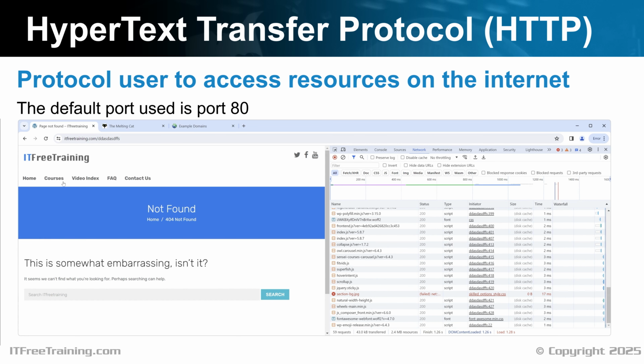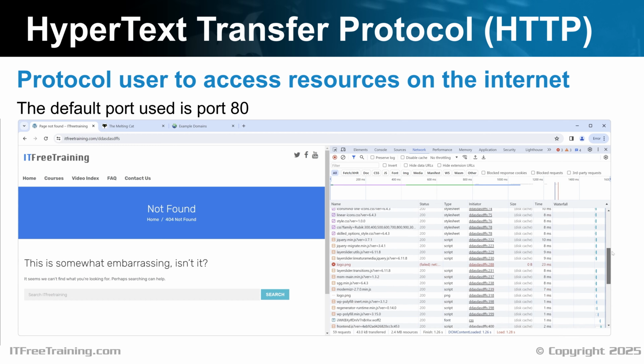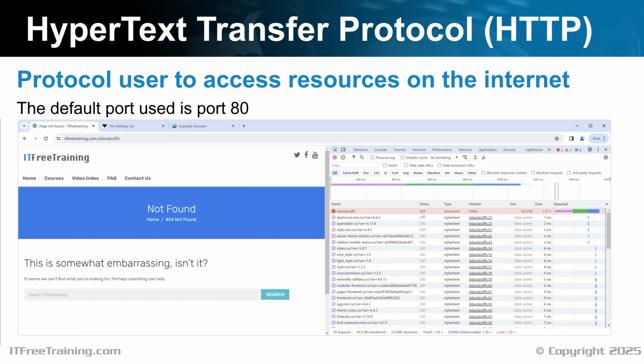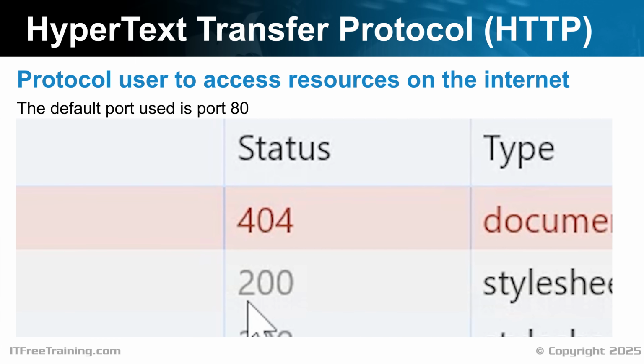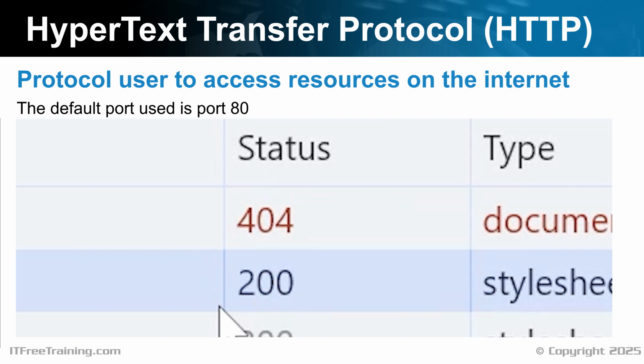I will now scroll up to the top of the file list. You will notice that the first file has a status code of 404. Code 404 means file not found, which is expected since the page does not exist. Most websites, when a 404 status code is encountered, will redirect the user to a not found error page. You can see the next status code is 200. 200 is the status code for OK. Thus, technically, 404 is not an error code, but a status code.